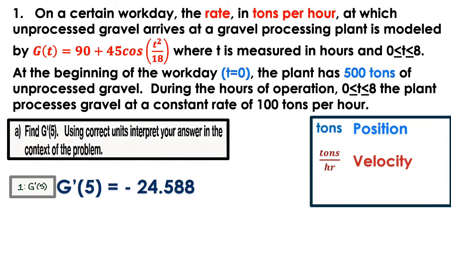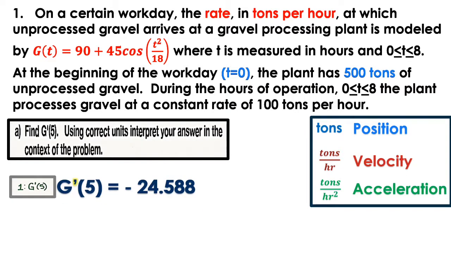Moving between position, velocity, and acceleration, to go from position to velocity, you take a derivative, and to get from velocity to acceleration, you take another derivative. If I wanted to go from acceleration back to velocity, I would integrate, or from velocity back to position, I would integrate. Okay, so let's start with each piece.